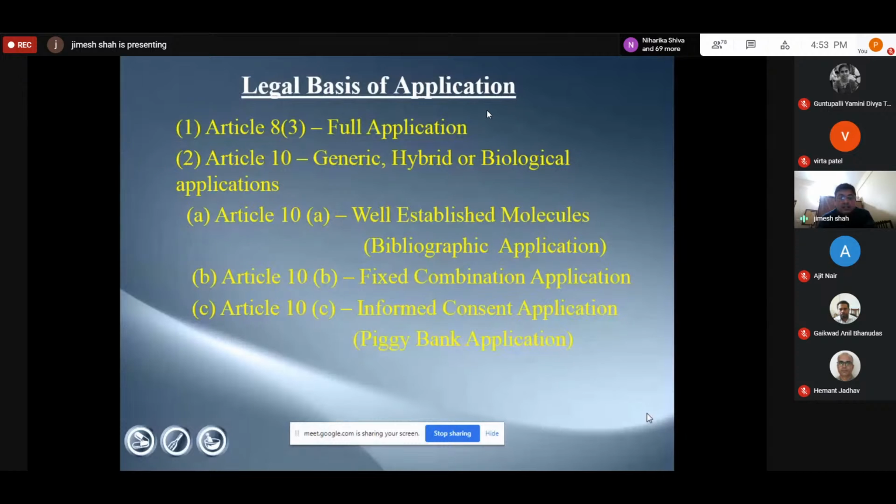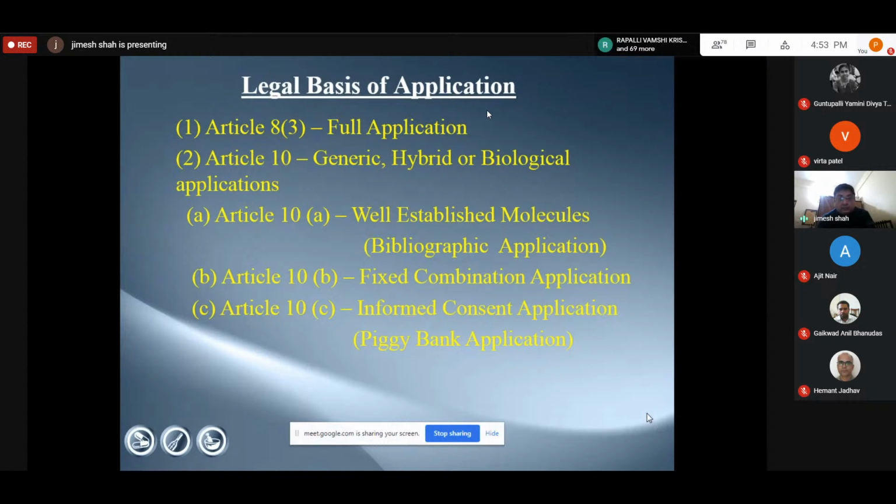In the US FDA, the RLD and RS are already mentioned on the FDA side, but in Europe they are not available. So while filing the procedure, for the legal basis of application we have to confirm with the authority before filing, and based on that we decide whether it is a generic application or a hybrid application. So these are a few legal bases of application.